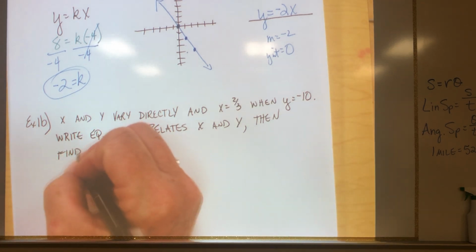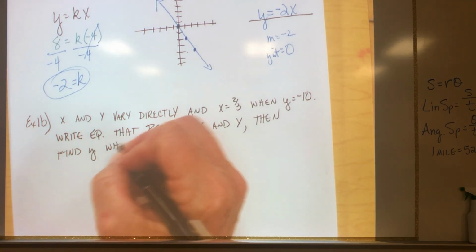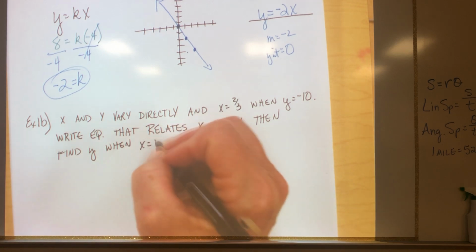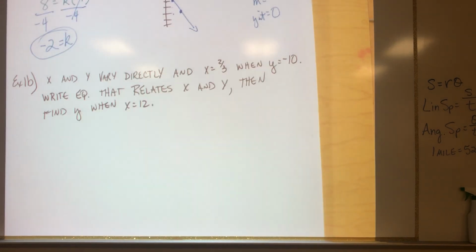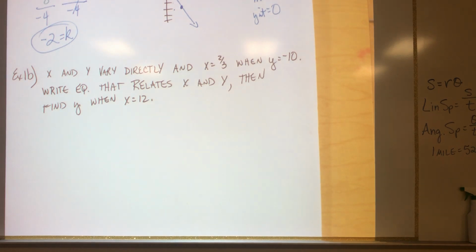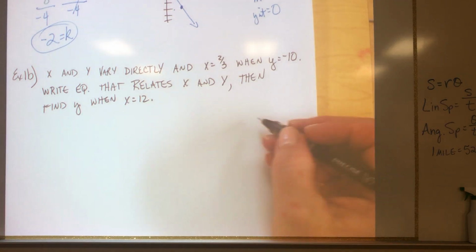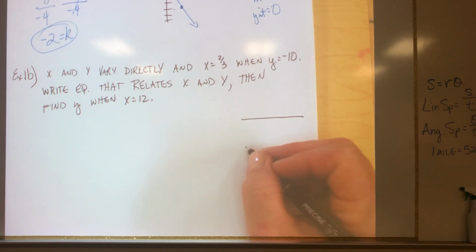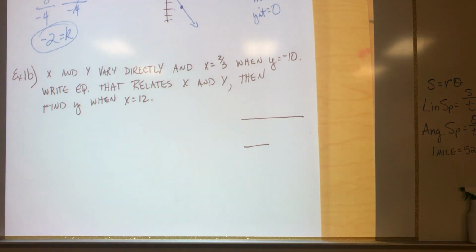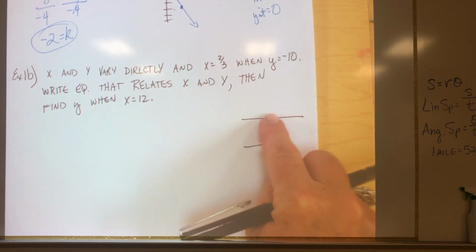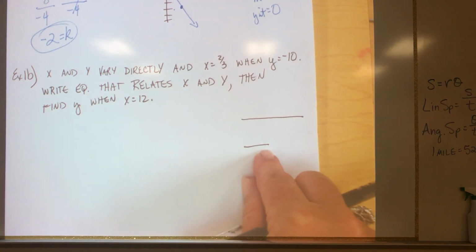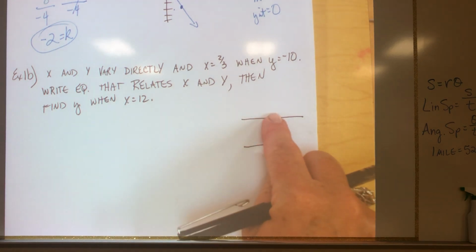Okay? So that relates X and Y, then find Y when X equals 12. How many answers? 2. Gonna write an equation and then find Y. Write an equation and then find Y. This one right here, that's where people are gonna mess up. They're gonna get this right, but they're not gonna get this right. All right? So let's see if we can do it.